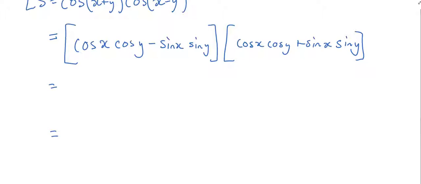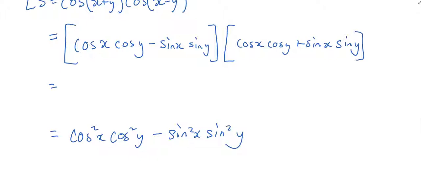If you notice that it's something minus something and the same something plus the same something, those middle terms are going to cancel out like a difference of squares. And so you can cut out the middle step, and we can go straight to, it looks like this: cos squared x, cos squared y, minus sine squared x, sine squared y.